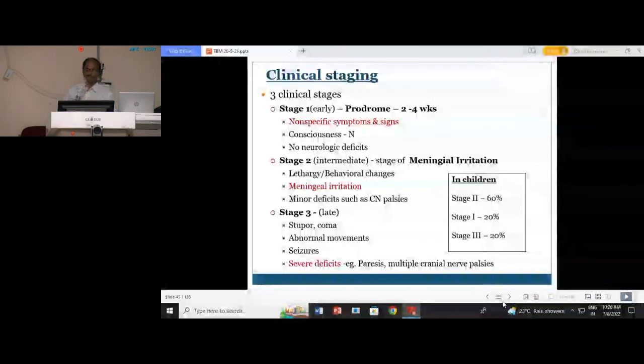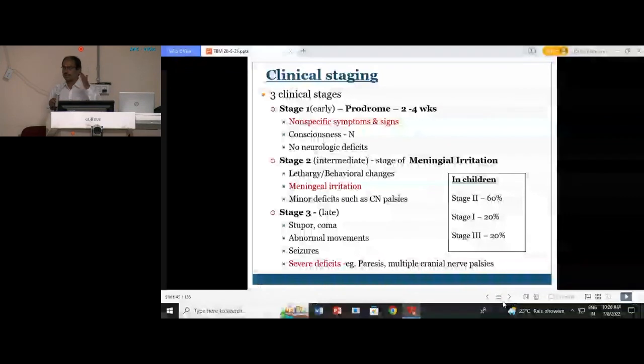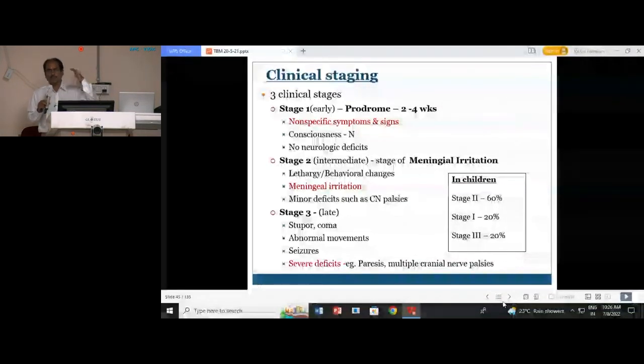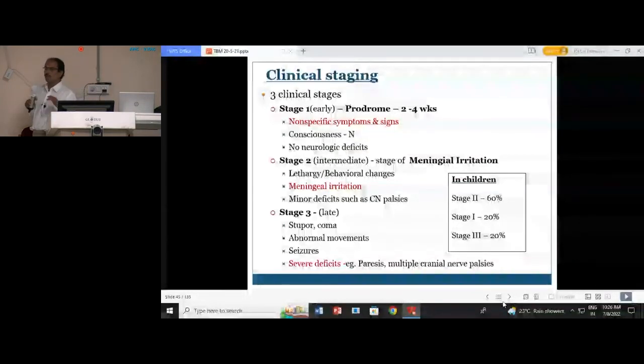Minor cranial deficits, a single cranial nerve palsy, sixth nerve palsy, seventh nerve palsy, third nerve palsy, not major deficits like hemiplegia, quadriplegia, decerebrate or decorticate posturing. They can present with minor neurological deficits, a behavioral change, lethargy, and meningeal signs; that is stage 2, the intermediate stage. This stage 2 accounts for 60% of TBM. So usually we diagnose patients in stage 2.